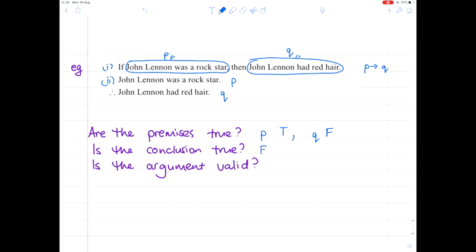However, is the argument valid? Valid means, is it a logically sound argument? And notice that it is. Our first statement says P implies Q. Our second statement says P is true, and then our conclusion correctly says that Q is true. So this is a valid argument. It's just that one of the premises was not true, so overall it's kind of silly. But the argument itself is valid. So the argument is valid, but the conclusion is false.